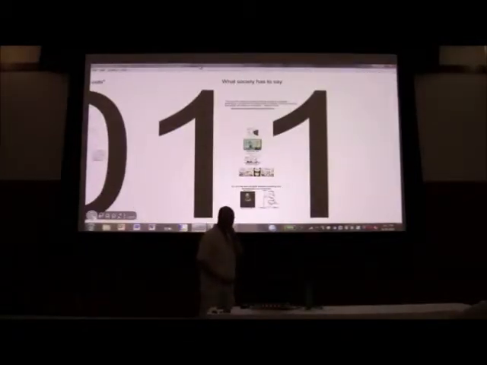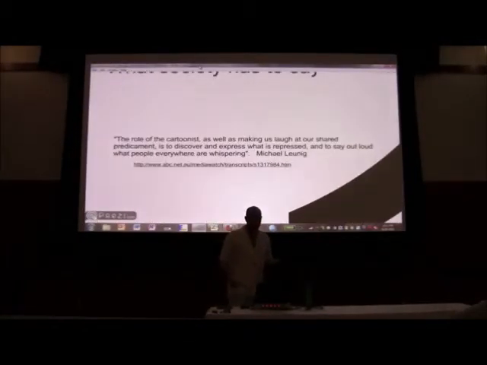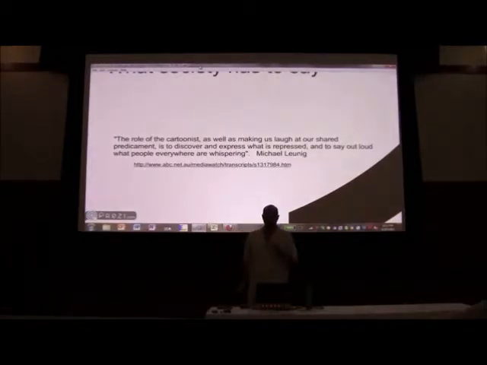So what does society have to say? Michael Leunig says the role of the cartoonist, as well as making us laugh at our shared predicament, is to discover and express what is repressed and to say out loud what people everywhere are whispering. So what are people everywhere whispering?